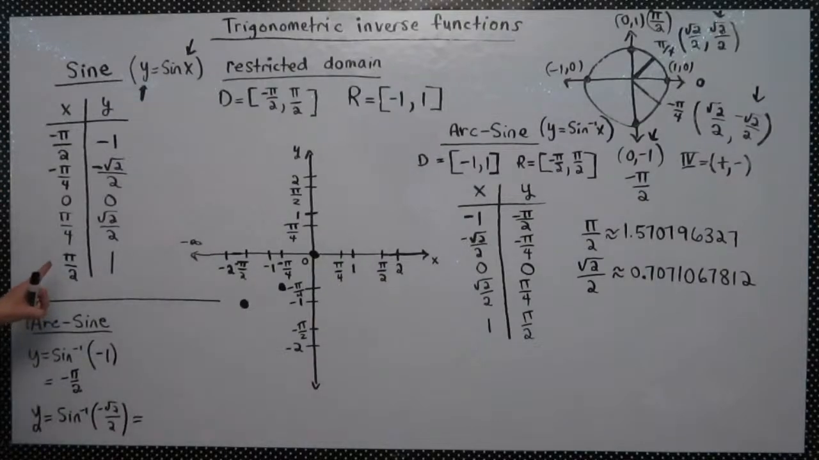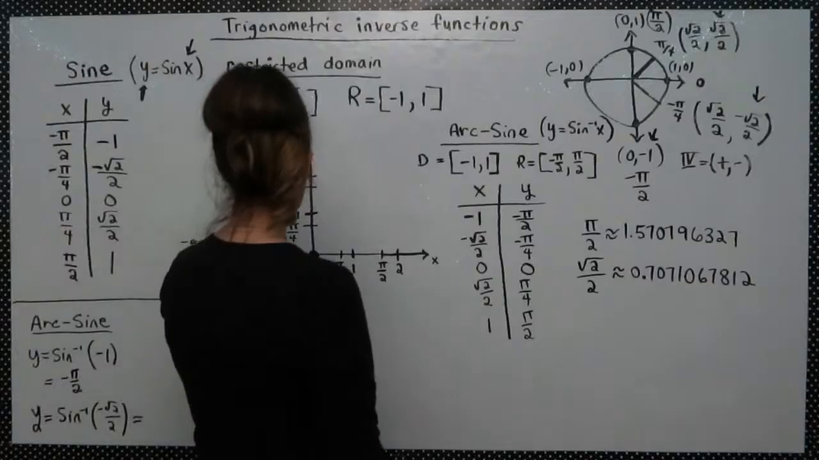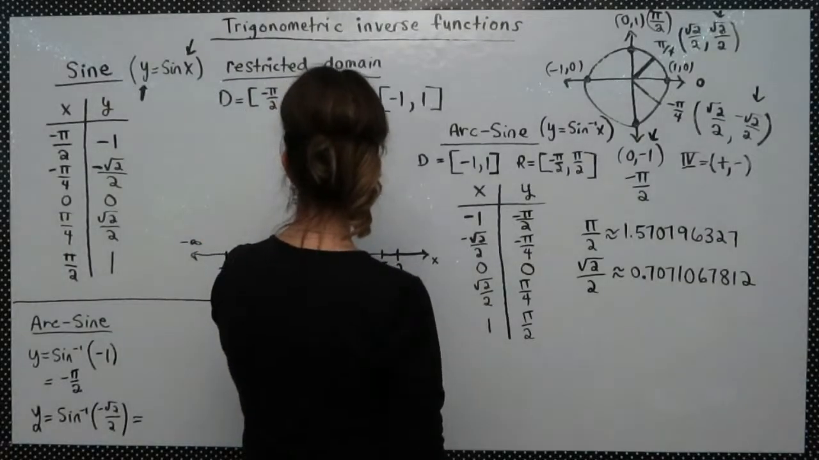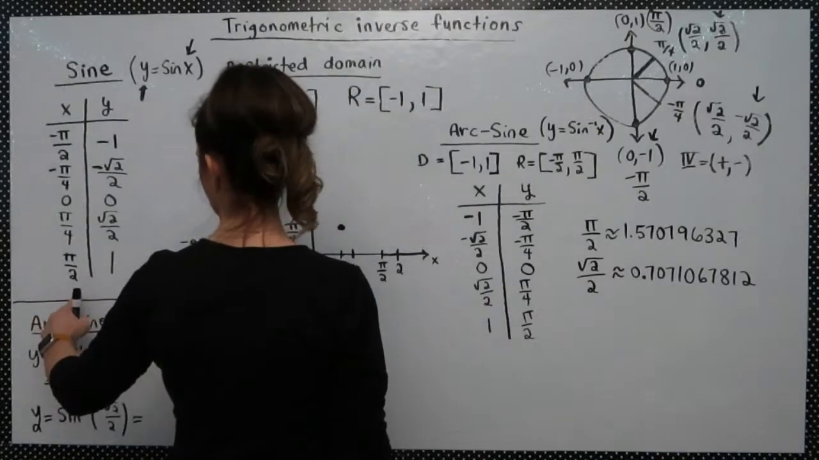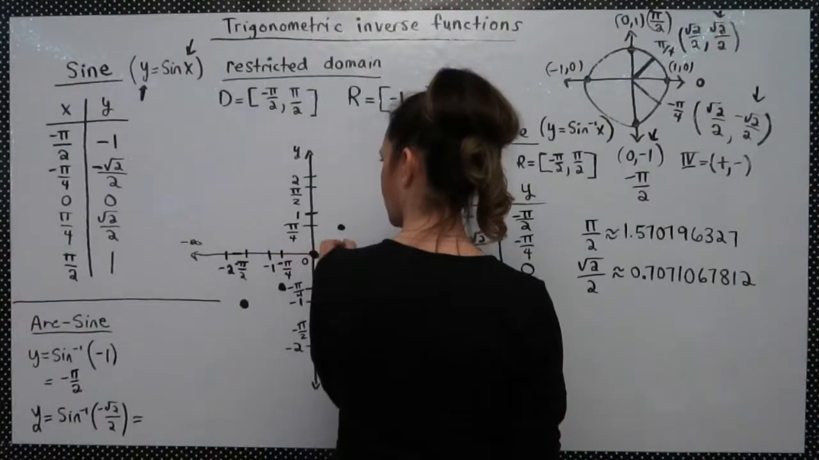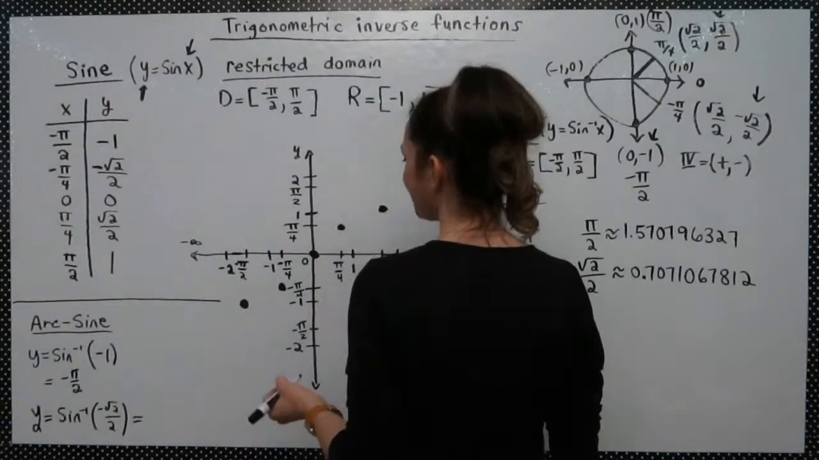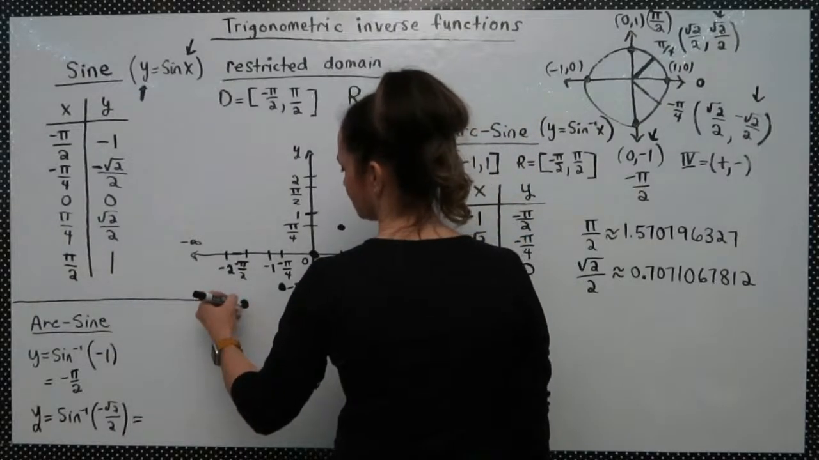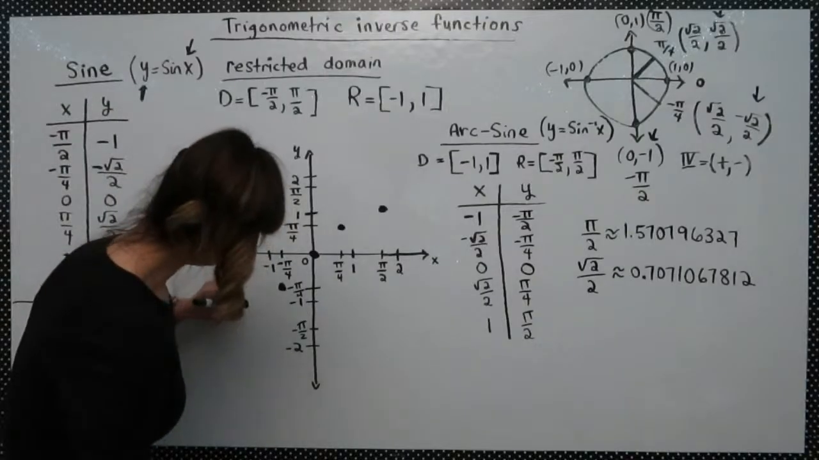All right, and then my next value, 0, 0, π/4 is √2/2, which these are the same. Anyway, so we've got π/4, positive √2/2, and then π/2, 1. There we go. And so we have this thing going on. I'm going to try to draw this one. Let's go ahead and dash this one.